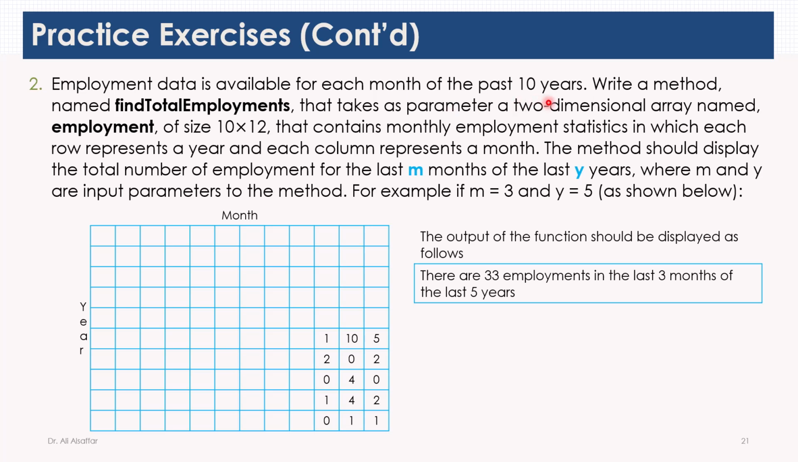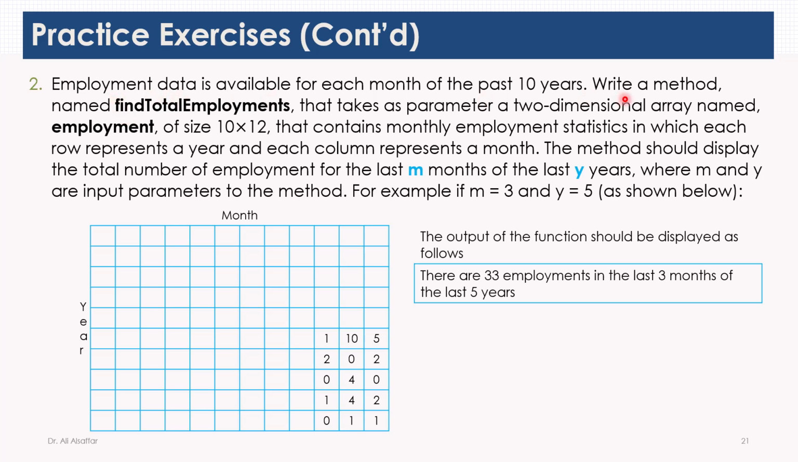Of the past 10 years, and the rows represent years, and as you see, there are 10. And for the months we have 12. So we have 10 rows and we have 12 columns. So what are these numbers inside the array? We call them entries. They are employment data.